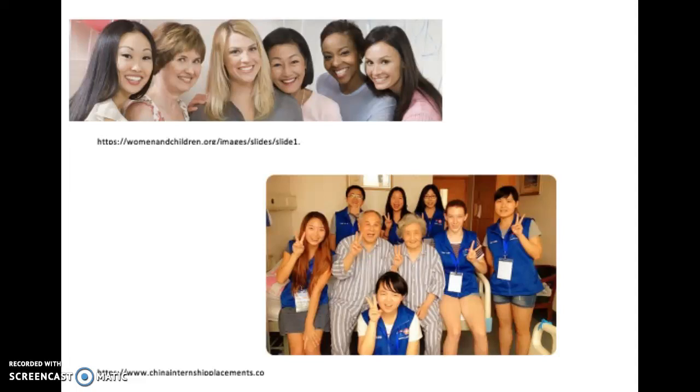So for the second part of my presentation, I'd like to talk about the two pictures that I chose. The top one is for America and the bottom one is for China. The top one visually appeals to the targeted audience and the viewers to help eliminate racial prejudice because of the cultural familiarity of the individuals in the picture.